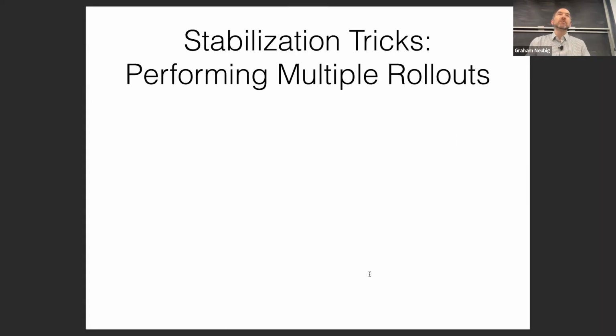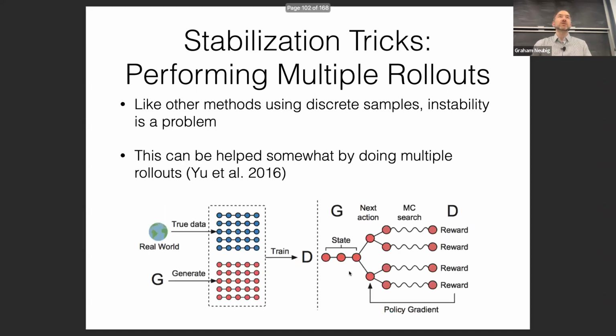Other tricks, performing multiple rollouts. This is standard from reinforcement learning. So you just do multiple rollouts, like you do multiple samples from the model and get a reward for each of them.